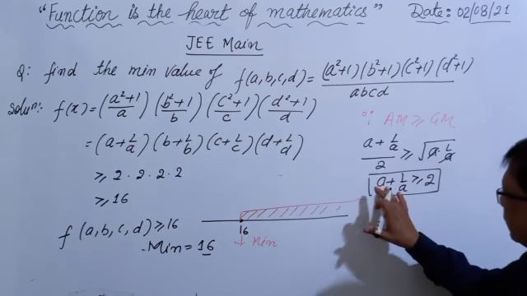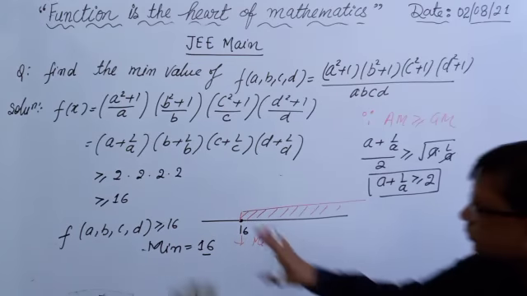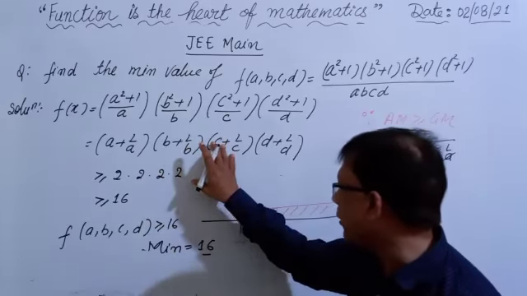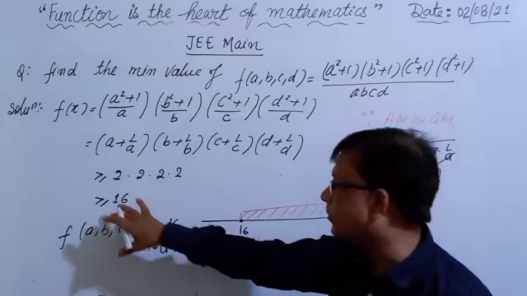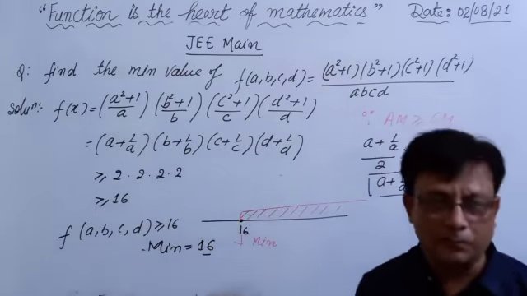Here we see that the value of x plus 1 upon x is always greater than or equal to 2. So this is greater than or equal to 2, this is greater than or equal to 2, this is greater than or equal to 2. So our whole function is greater than or equal to 16 if we multiply all these numbers.